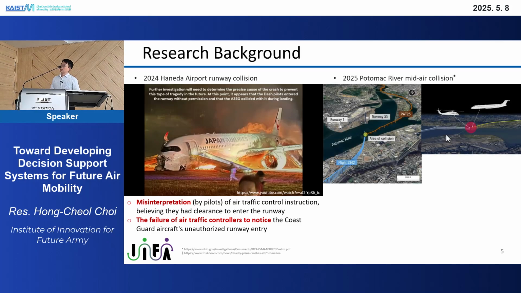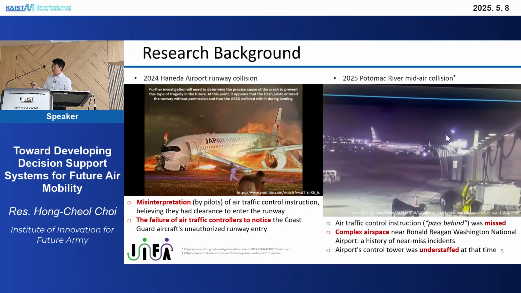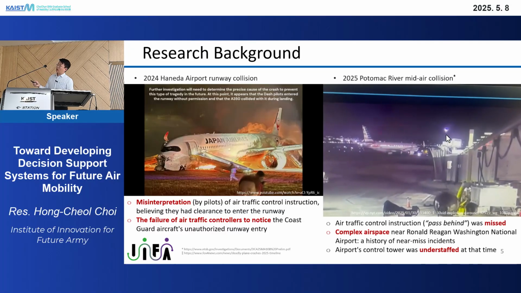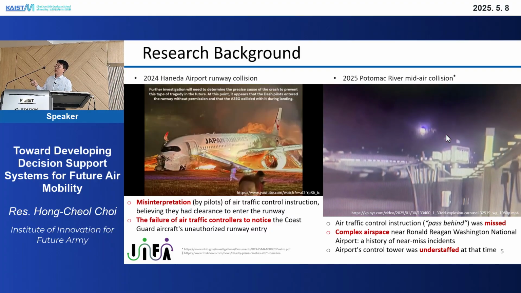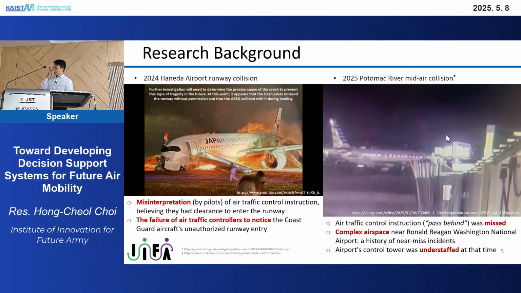Another accident is a more recent one. In 2025, there was a mid-air collision over the Potomac River between a U.S. Army helicopter and a commercial aircraft. It is still under investigation, but the preliminary investigation shows there was some miscommunication, a human error. The air traffic controllers tried to give instructions to the helicopter pilots, that is, to pass behind the aircraft, but it was missed due to simultaneous microphone transmissions.